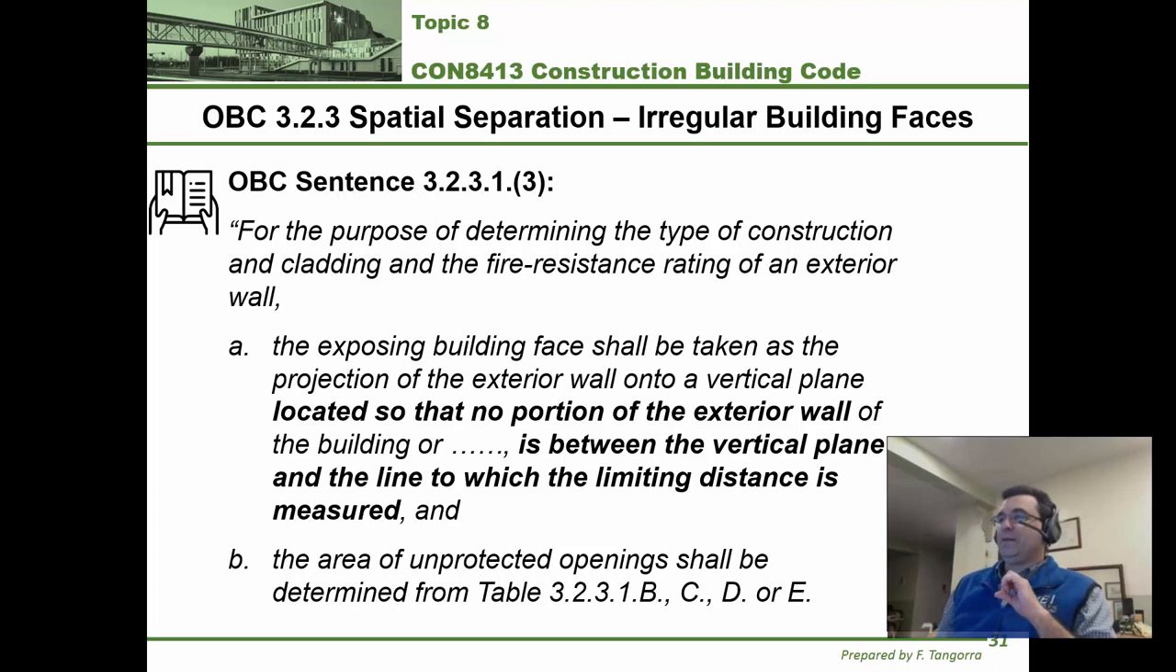Also, related to irregular building faces, if you check out this portion of the building code, you also have to make sure that you take out the information related to it in here. Okay, so I basically want you to review this information in the building code.